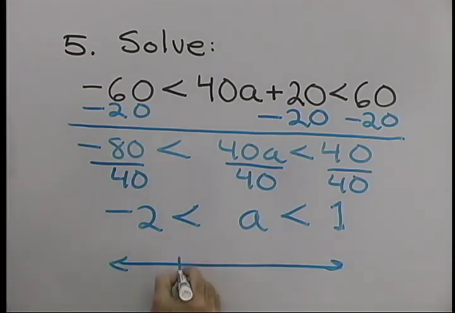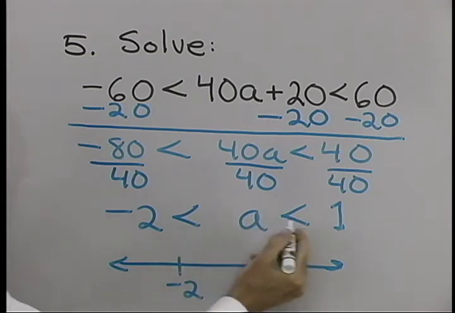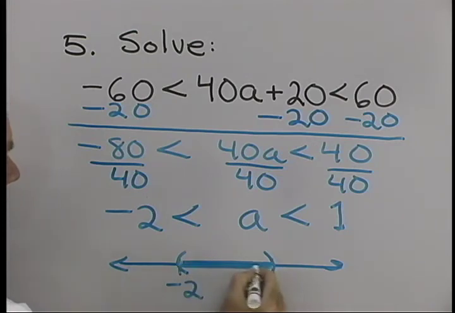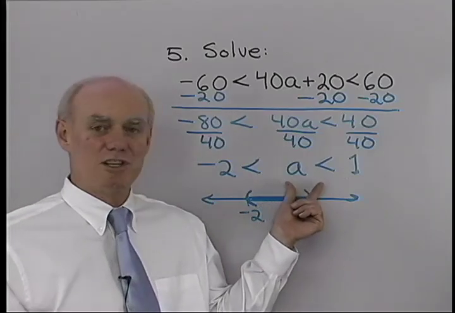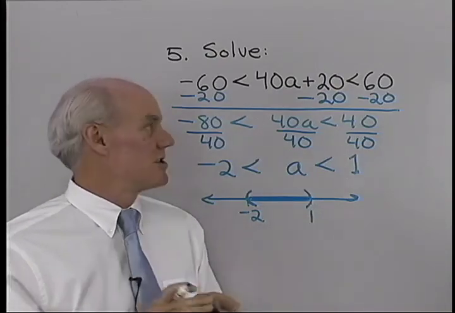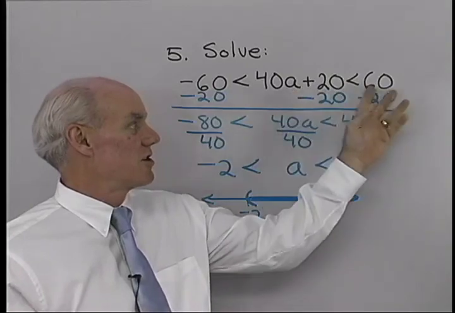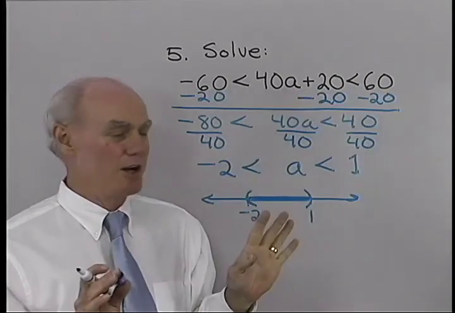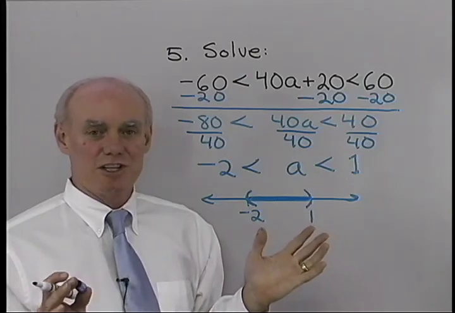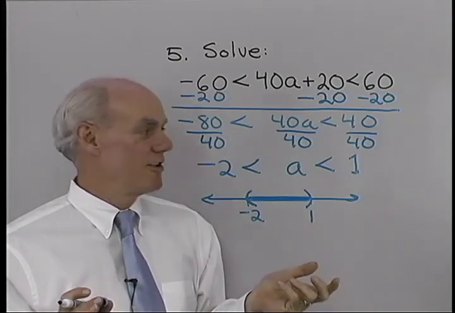Here I have -2. I have 1. It doesn't include either endpoint, so I'm going to use my open parentheses like this. Color in the numbers in between. And there's the graph of the solution to this continued inequality. Now, all I had to do was extend my properties to say that whatever I do to one of these three expressions here, I do to the other ones. So I added negative 20 to all three expressions. That's okay. It's just an extension of the addition property of inequalities.